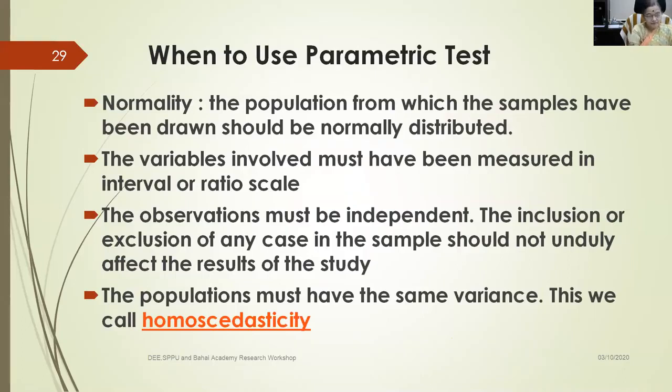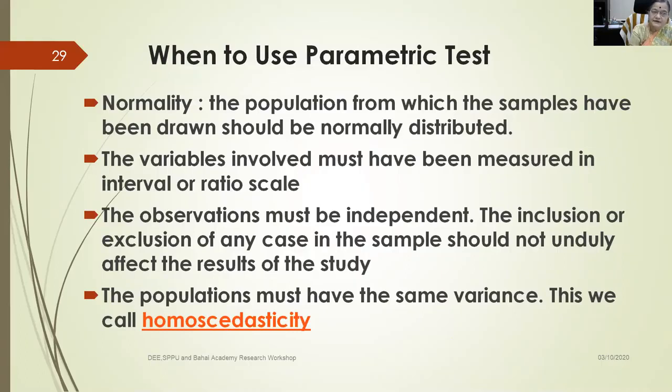So for parametric tests, we need to follow rules. 4 different conditions we have to satisfy. First one is normality. The population from which the samples have been drawn should be normally distributed, or we can test our sample data for its normality.